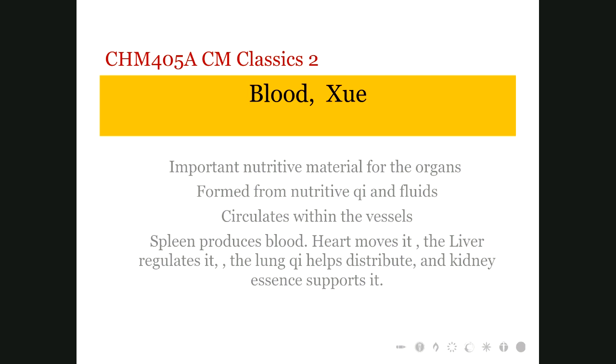Now, the spleen is the basic origin of blood production, and the heart governs blood circulation. The liver regulates and stores the blood, like a reservoir of the blood. The lung helps distribute it, and the kidney essence supports it. All five organs have specific contributions to generating, circulating, protecting, consolidating, restoring, and controlling the blood.